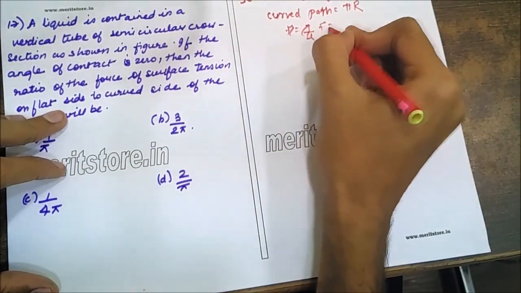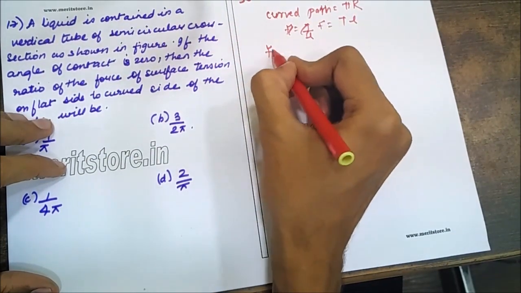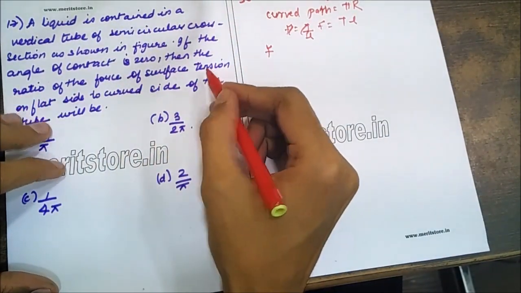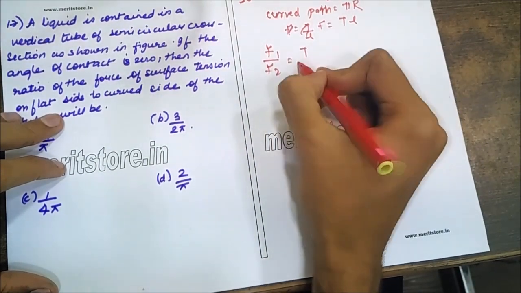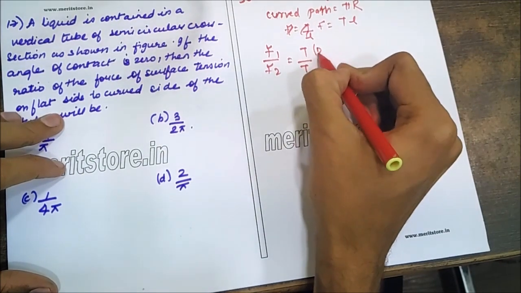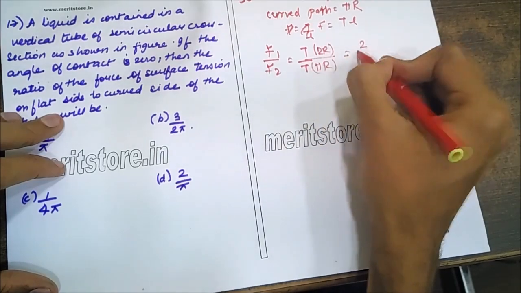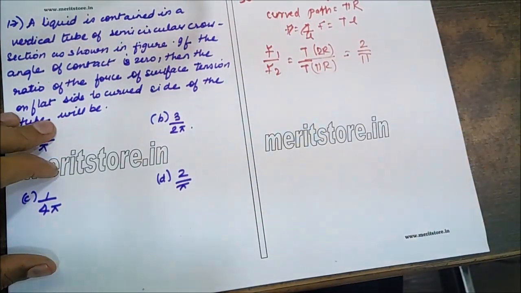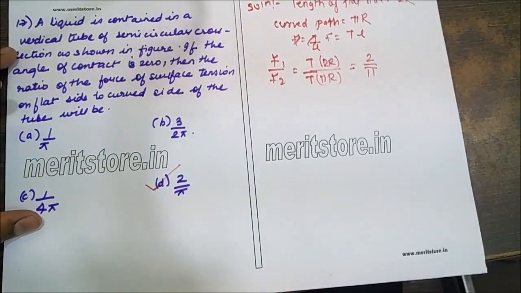So we have force equals T into L. For the two forces we will have a ratio. For the ratio of the force of surface tension, F1 and F2, we have T upon T, one on the flat side, that is 2r, and one on the curved side, that is pi r. So the ratio will be 2 is to pi. So the required ratio is 2 is to pi, and we have the correct option D.